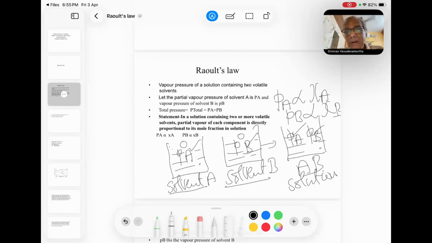Now let us look at the statement of Raoult's law for a solution containing two or more volatile solvents. In a solution containing two or more volatile solvents, the partial vapor pressure of each component is directly proportional to its mole fraction in the solution. Once again, in such a solution, the partial vapor pressure of each component is directly proportional to its mole fraction in the solution. So PA is proportional to the mole fraction of A, and PB is proportional to the mole fraction of B.